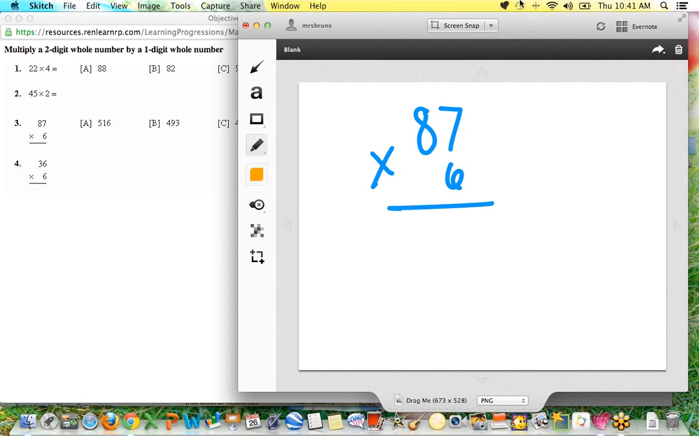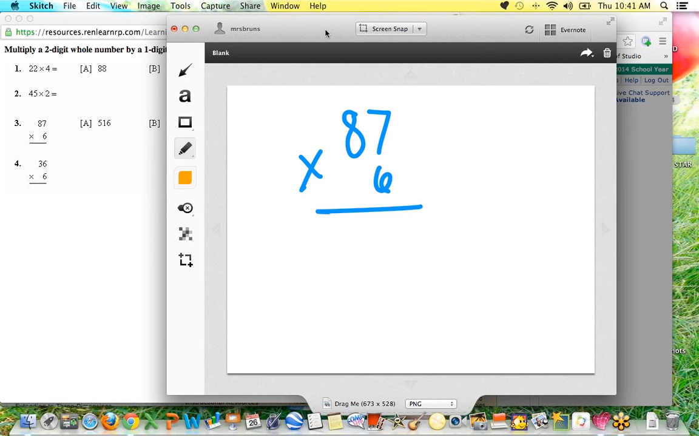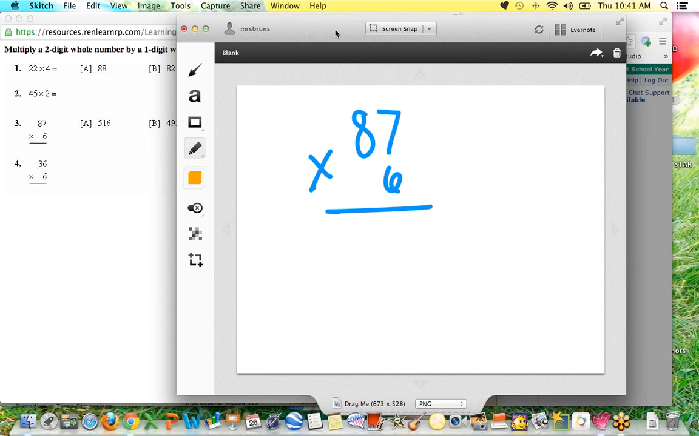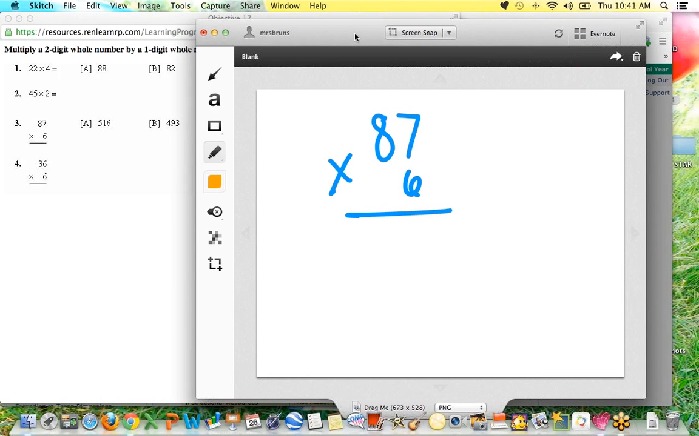Oh, wait a minute. Can you guys see my screen? I can. Okay, so you see where I just wrote in blue 87 times 6? Oh, how weird, because I'm signed in as a guest and then my other screen is showing something different, but whatever. As long as you can see it, then I'm happy. And you can see what I just wrote in orange right now, everybody?